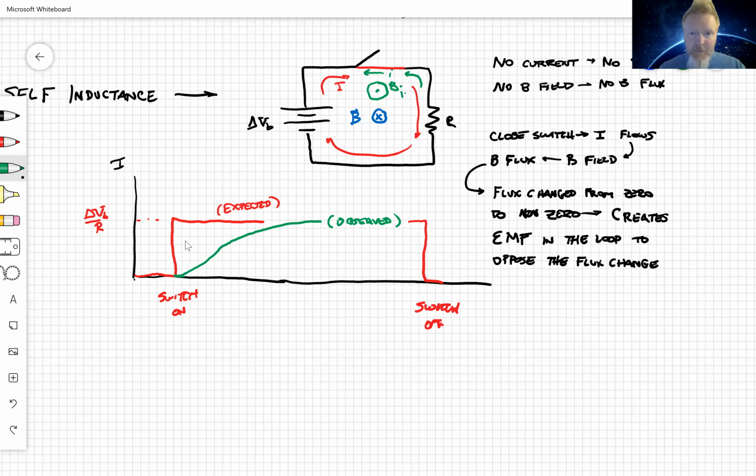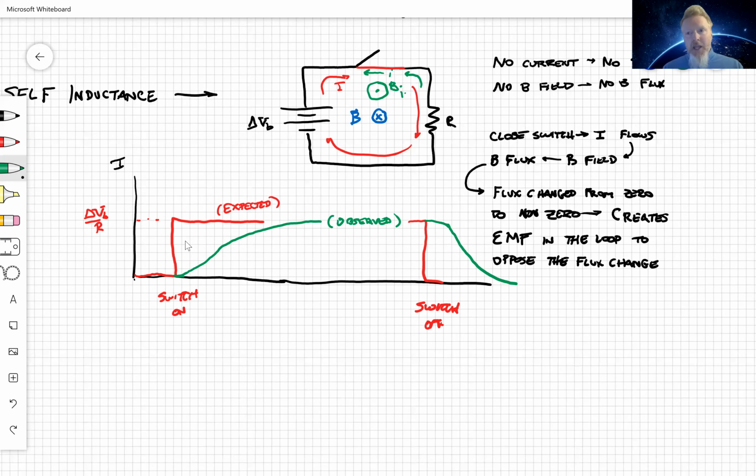I'm going to change the scale here because I don't want to run into all my nice writing over here. So you're going to find it goes like that, which means that current continues to run in the circuit even after the switch is off. And you may have observed something like this: a running electrical device trying to keep the current going.